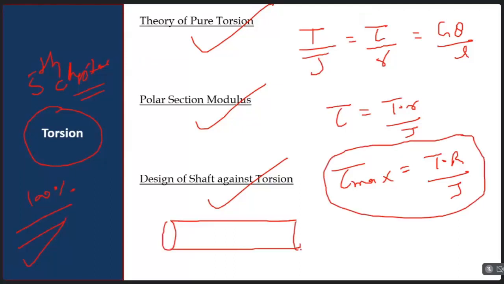Suppose here we have a shaft and torque T is applied here, like this only. So here we can have the radius of the shaft. Then the polar section modulus J, that is pi by 32 into 10 raised to 4, like this only.